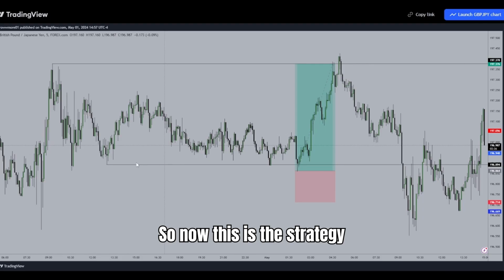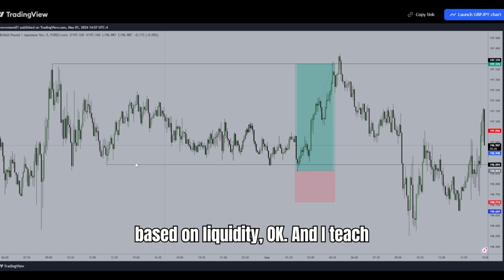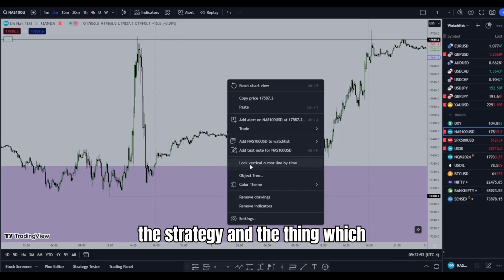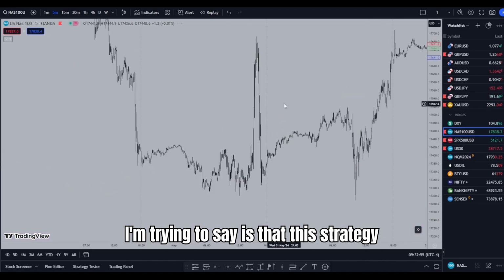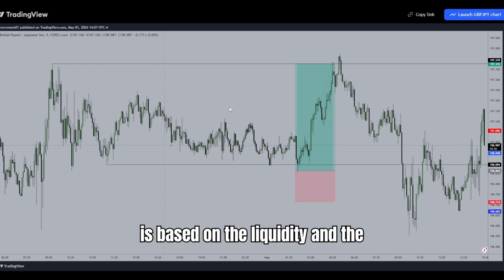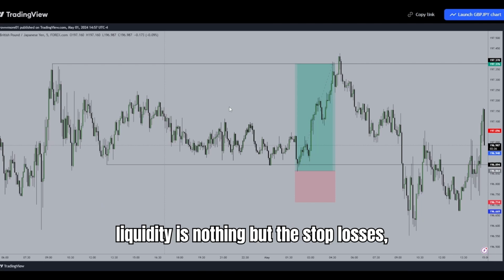So now this is the strategy which I use, and it's only based on liquidity, okay? I teach this strategy everywhere. The thing I'm trying to say is that this strategy is based on liquidity, and liquidity is nothing but the stop losses.